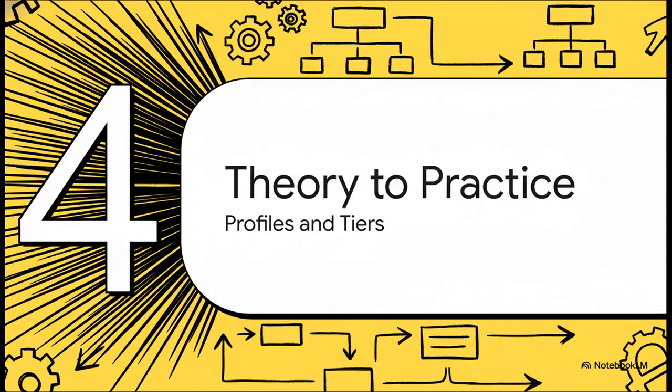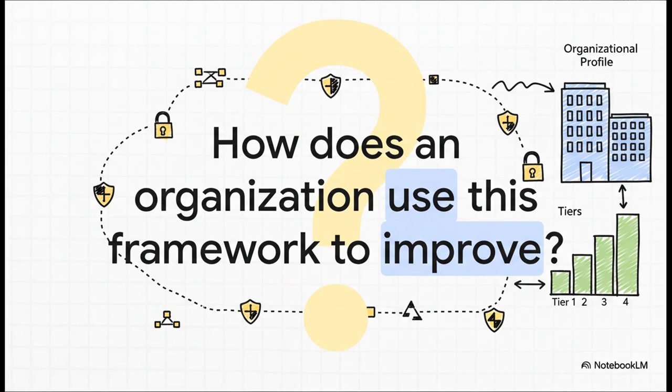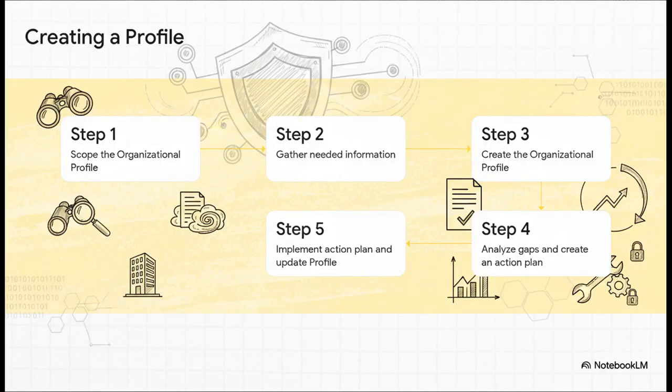So we've gone through the what of the framework. It's 6 functions. But how does an organization actually use this thing? How do you take these ideas and turn them into action? Right? That's the million-dollar question. And to get from these big ideas to a concrete plan, the framework gives us 2 main tools: organizational profiles and implementation tiers. These are what allow you to customize the 6 functions into a real-world action plan that makes sense for you.